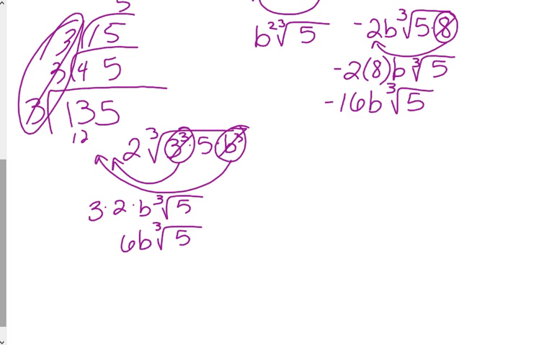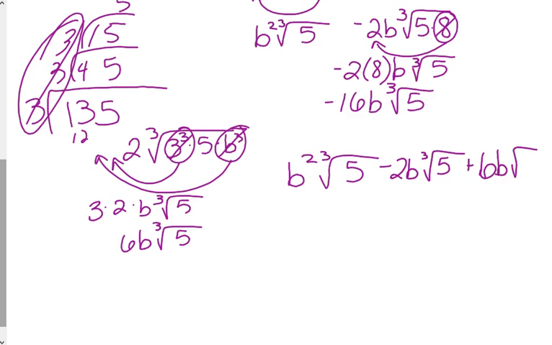Now, our final terms that we have are b squared times the cube root of 5 minus 2b times the cube root of 5 plus, let me write that smaller, I'm sorry about that, guys, 2b cube root of 5 plus 6b cube root of 5.